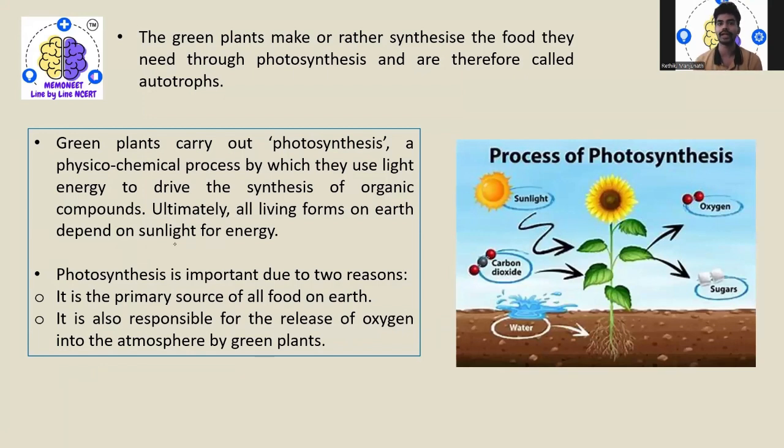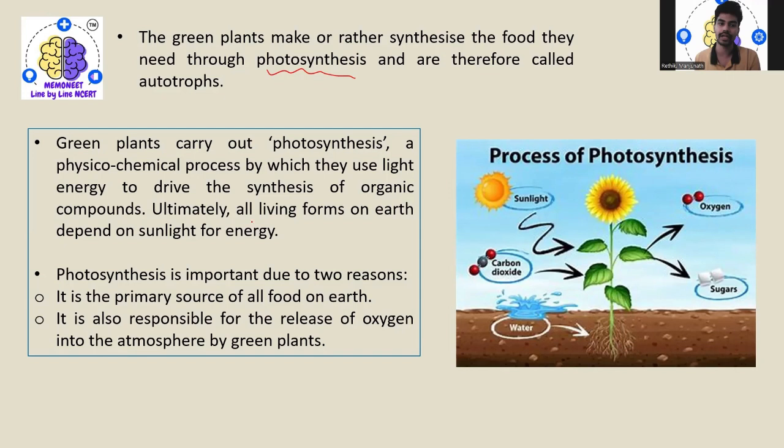So the green plants actually make, or rather synthesize, their food. For that, they go through a process called photosynthesis and are therefore called autotrophs. Autotrophs are the ones which are able to prepare their own food. That means they don't depend on other organisms for their food. Nutrients and all, they do depend, that's for sure. I'm not saying otherwise, but the way we want the raw plants for our food, in that way the plant doesn't depend. So that's what I meant to say.